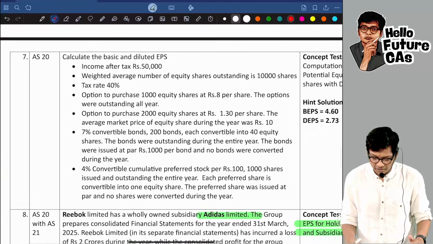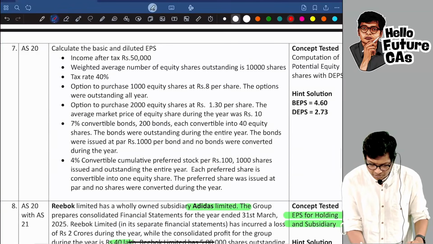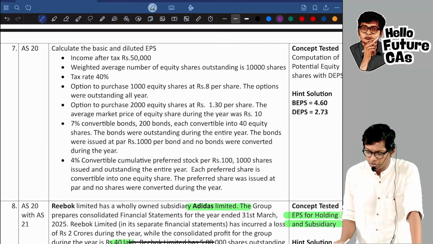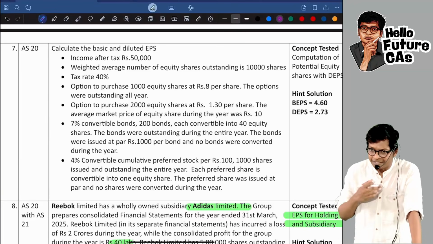Okay, fine. Now come to this question 7, AS20. Okay, easy question, guys. Even though it's a known question, don't get scared. Very much possible we can test it in the exam. Like that only I'm keeping it.